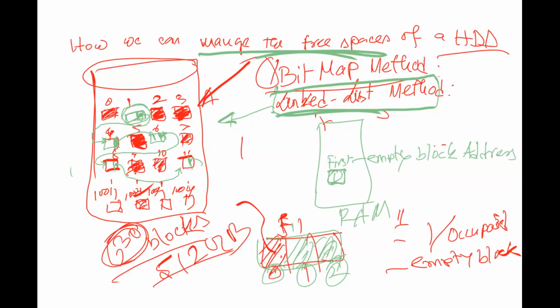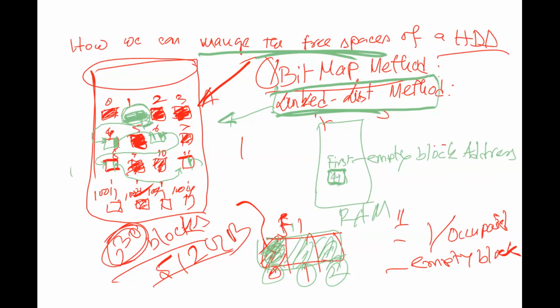Then what will it find? It will find this: block 1 is empty, and block number 0 of the file wants to be stored. So it will store this first block here, remove this link, and then find where the next empty block is. The next empty block is 4, so 4 will be here.